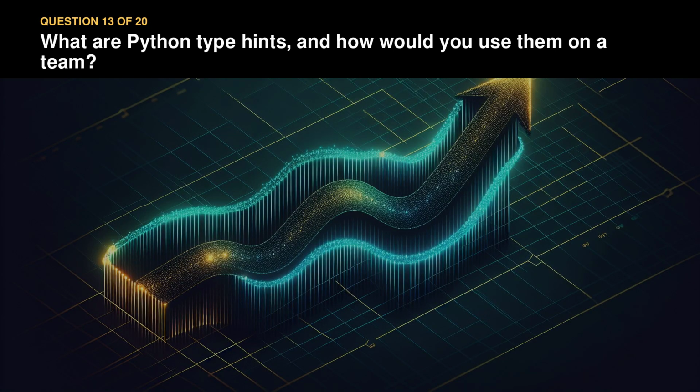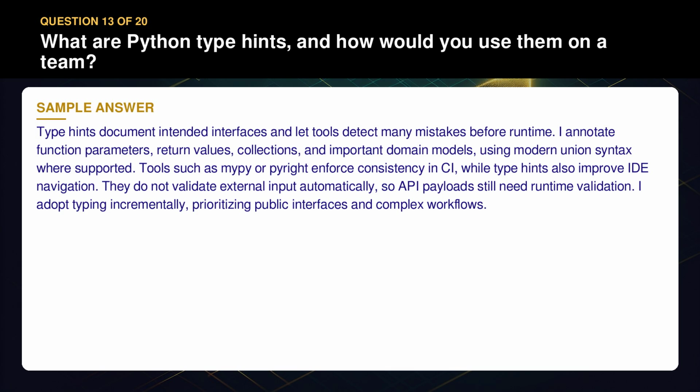Question 13. What are Python type hints, and how would you use them on a team? Type hints document intended interfaces and let tools detect many mistakes before runtime. I annotate function parameters, return values, collections, and important domain models, using modern union syntax where supported. Tools such as mypy or pyright enforce consistency in CI, while type hints also improve IDE navigation.